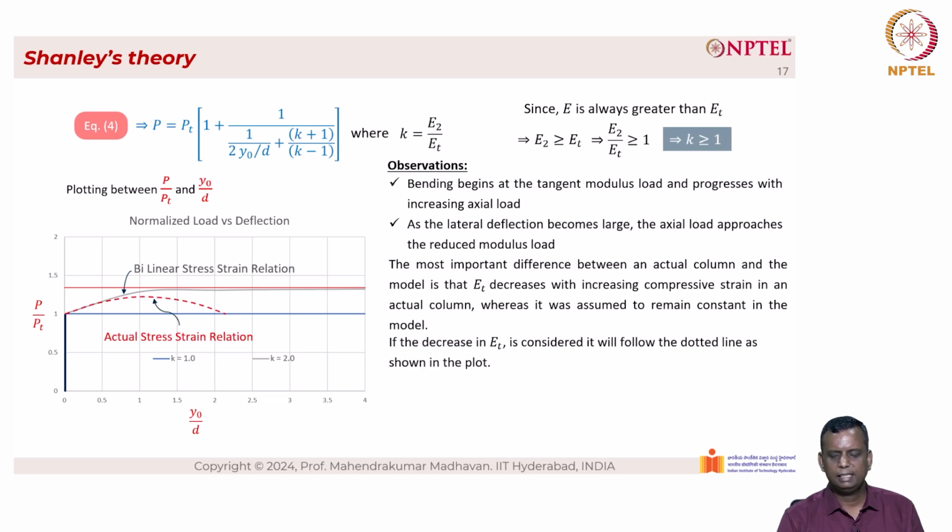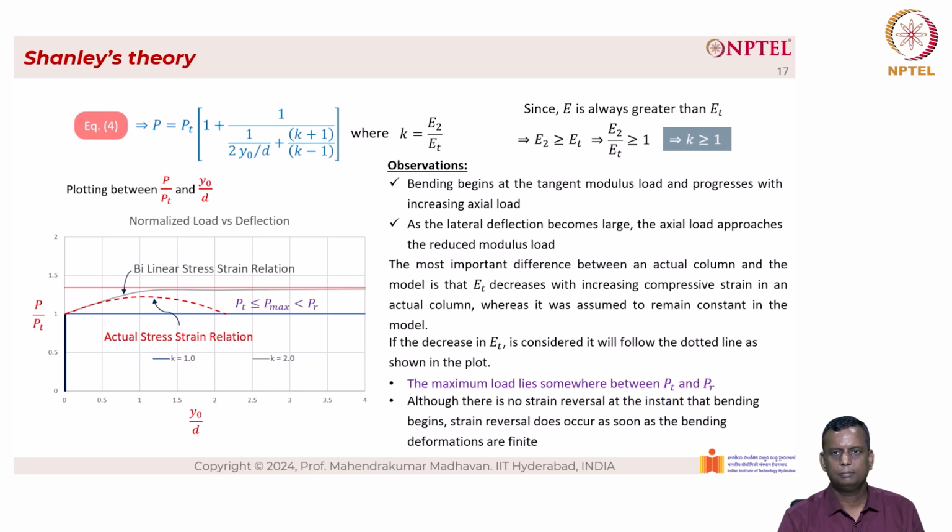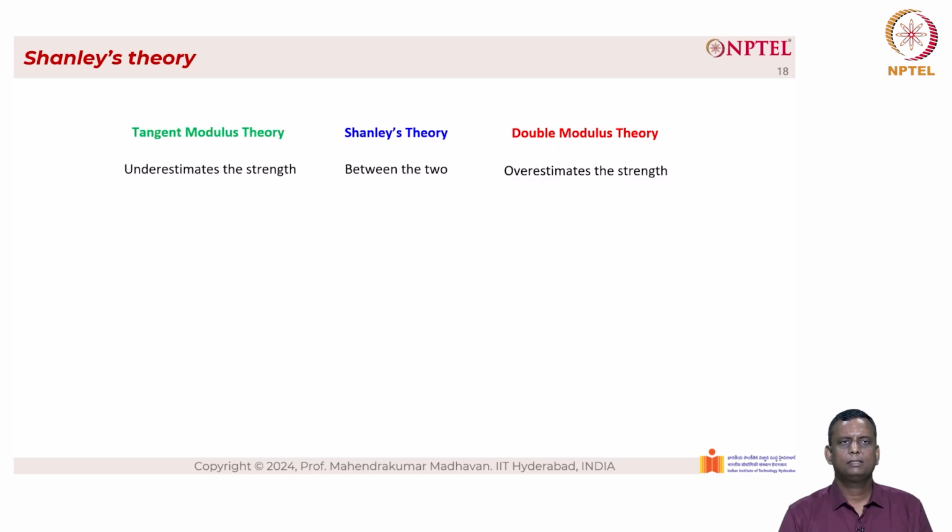If the increase in E sub t is considered, it will follow the dotted line as shown in the plot, which is the actual stress-strain relation. The maximum load lies somewhere between P sub t and P sub r. Although there is no strain reversal at the instant that bending begins, strain reversal does occur as soon as the bending deformations are finite. Now let's compare all the theories.